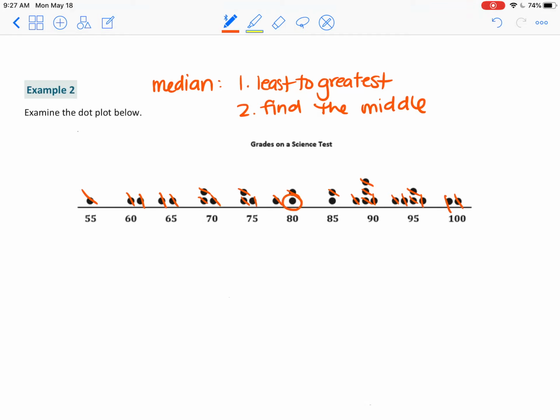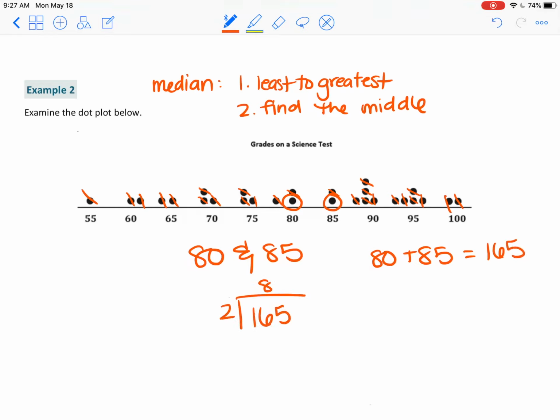And once again, I'm left with 2. So I'm going to take 80 and add 85, which is 165. And I'm going to divide by 2 to get 82.5, which is my median. All right, so go ahead and go through the practice problems, and I will see you guys later.